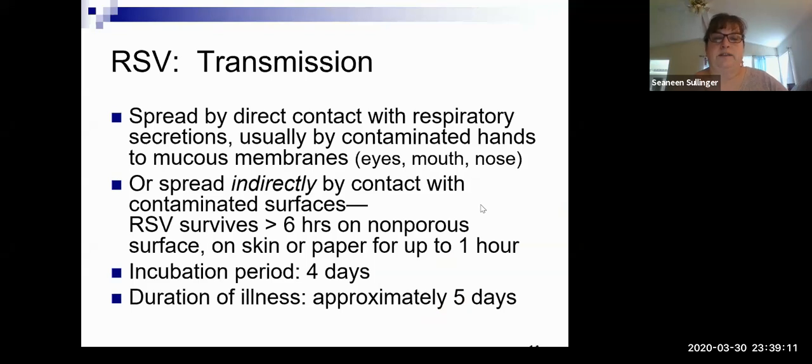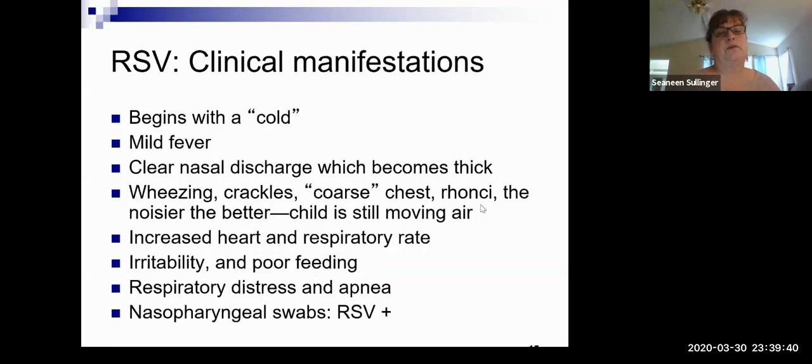It's spread by direct contact, indirectly by hands to mucous membranes, and indirectly by contact with surfaces. It can survive greater than 6 hours on a non-porous surface, or on skin or paper for up to 1 hour. Incubation is 4 days, and usually 5 days is the duration, although I think generally we see the peak at maybe day 3 to 5, and then it resolves or the child is doing better by day 7. Again, each child is individual.